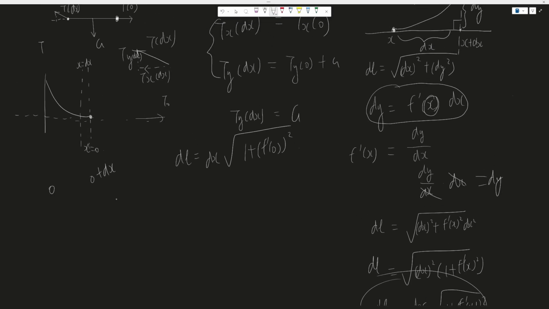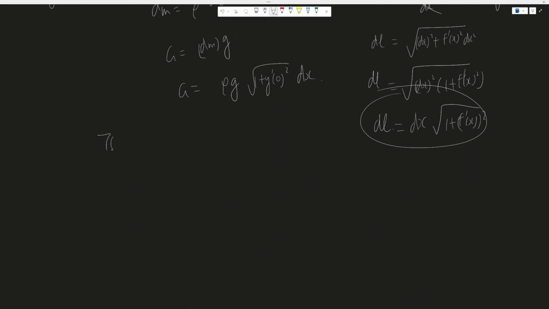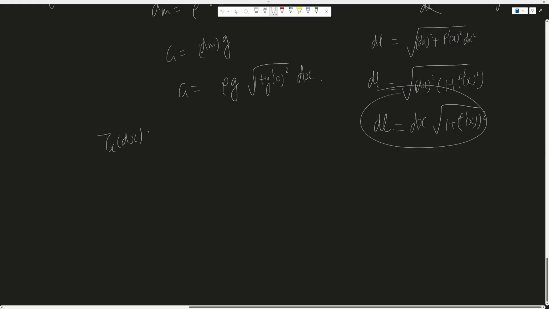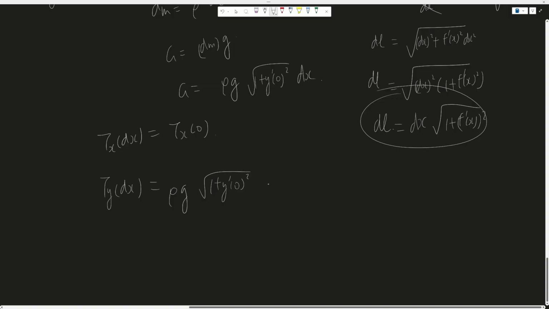And so then we can rewrite dm as rho dl. And so g is basically dm g. And so g is basically rho g times the square root of 1 plus y prime of 0 squared dx. And so now let's just rewrite the formula here so it's cleaner. So we know tx dx needs to equal tx of 0, and then ty dx needs to equal g, which is rho g times the square root of 1 plus y prime 0 squared dx.